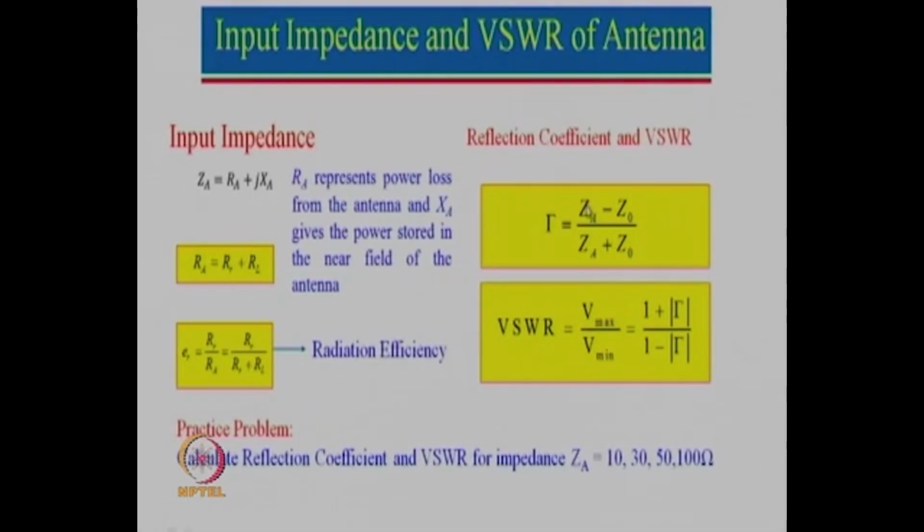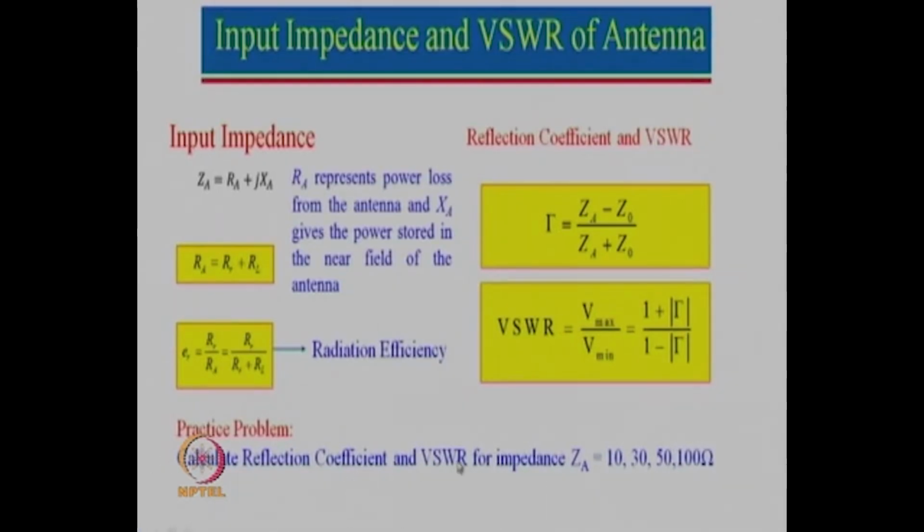Now, if the antenna impedance is 50 ohm, 50 minus 50 will be 0, so we will get a reflection coefficient of 0, and if the reflection coefficient is 0, the power reflected will be 0. We define VSWR in terms of the reflection coefficient. This is just a practice problem for you.